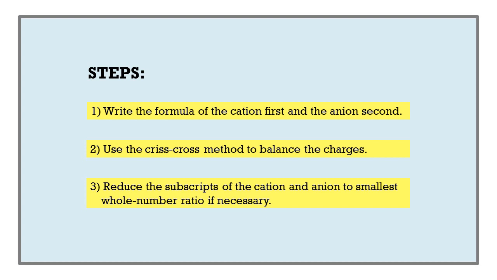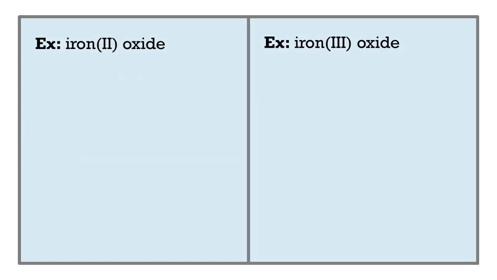The same steps are followed when writing the formulas for binary ionic compounds with metals that have different charges. The formulas of these compounds are much easier to write because hindi mo na kailangang i-memorize ang charge ng cation since it is already given based on the indicated Roman numeral. Now let's have some examples. We have iron 2 oxide and iron 3 oxide.